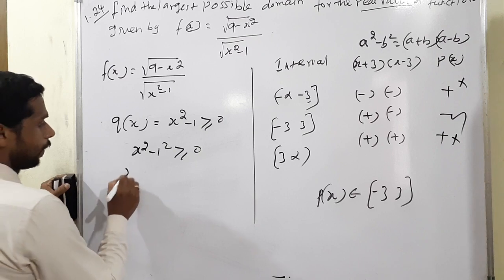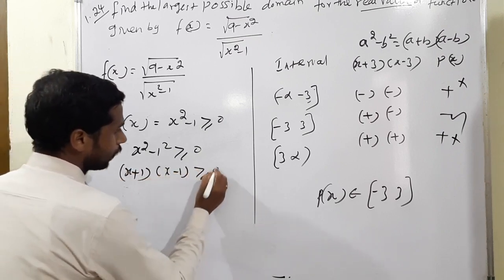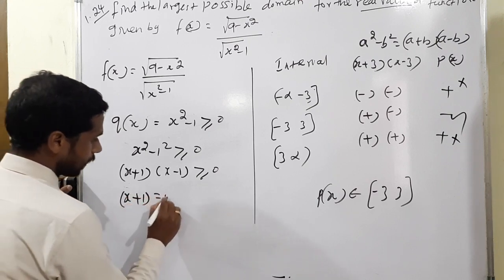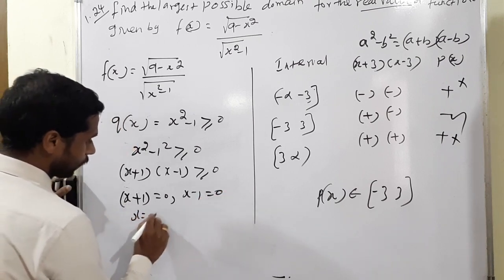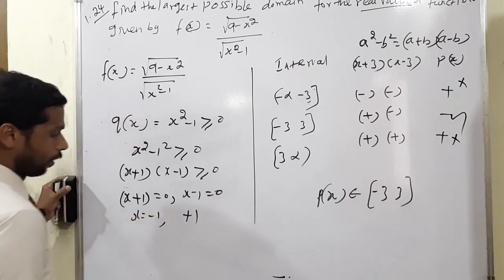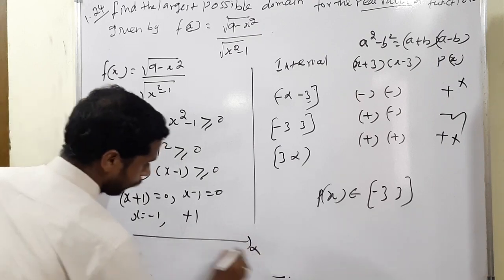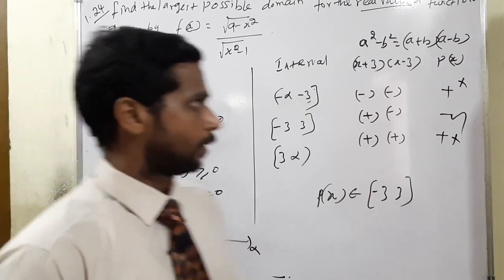a plus b into a minus b. x plus 1 into x minus 1 greater than or equal to 0. Again, each and every time, equal to 0 means x plus 1 is equal to 0 and, at the same time, x minus 1 is equal to 0. Therefore, x is equal to minus 1 and positive 1. Take one number line. Minus infinity to positive infinity, center 0, minus 1 to positive 1. Now, the same condition.